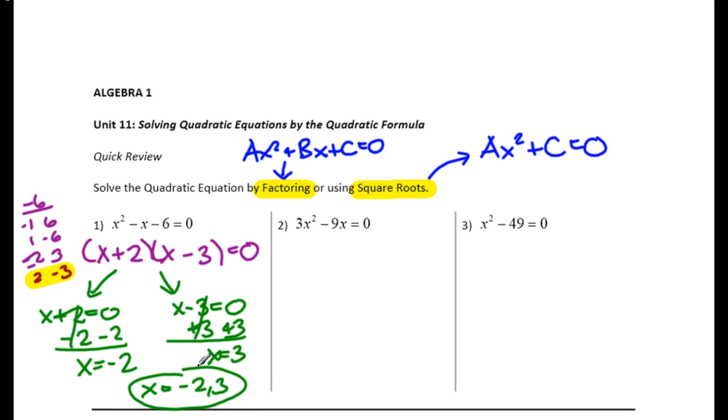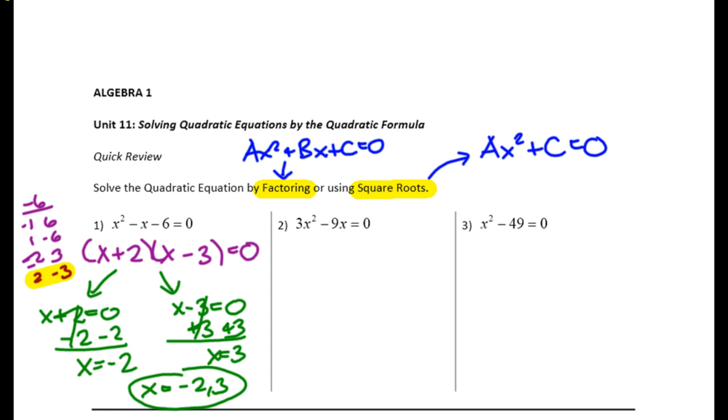Alright, so that's how we can do that one by factoring. Okay, number 2. I have 3x squared minus 9x equals 0. Now this one, it's not in standard form because I'm missing the constant, and it's also not in the square root form because I don't have my constant as well. So if I look at this problem, think about what I can do to simplify it.